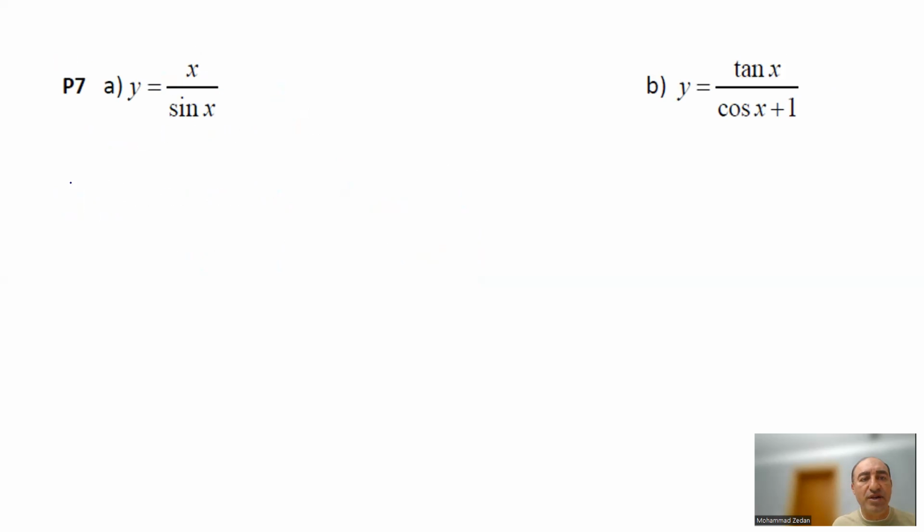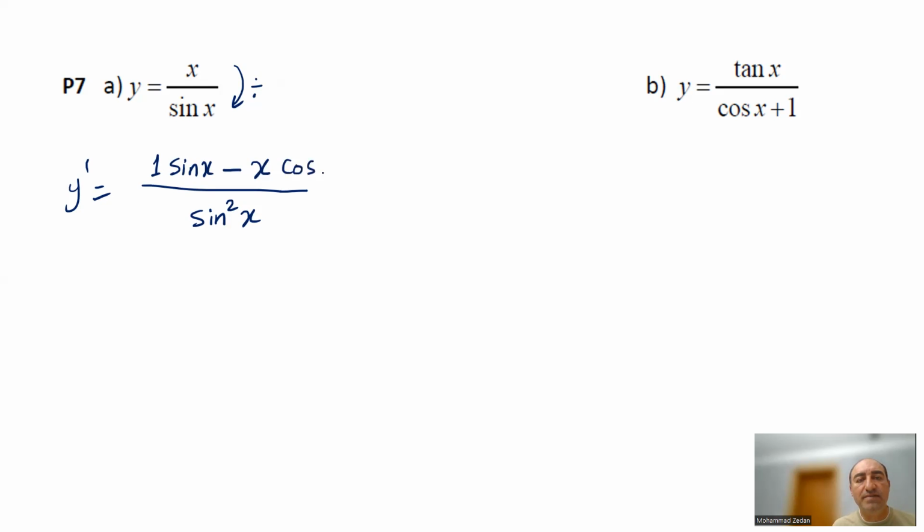Now you can use the quotient rule because I have a function divided by a function. So for the quotient rule, you just square the denominator. This is the way to do it. Derivative of x is 1 times sine x minus, keep x this time and derive sine to be cosine x. So this is the answer. Okay, no more. It's easy? Yes, it's easy.